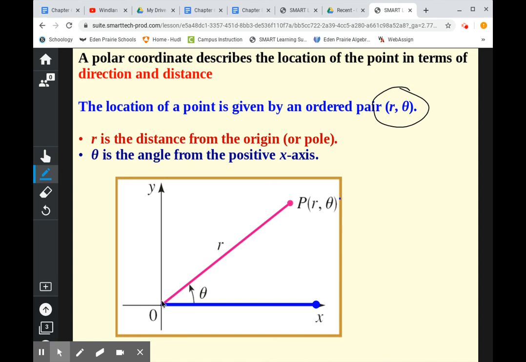Here's our origin. And then it's the distance from there, which represents r. Theta is the angle from the positive x-axis. As we've known already from chapter 5 and chapter 6, here's theta, this angle. It represents the angle from the positive x-axis. That is our theta.